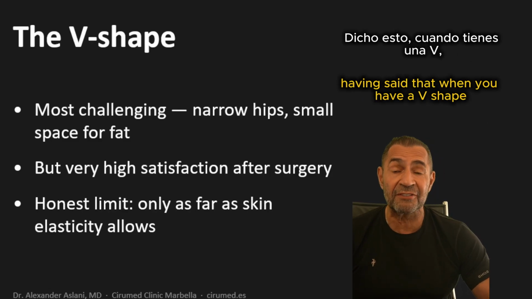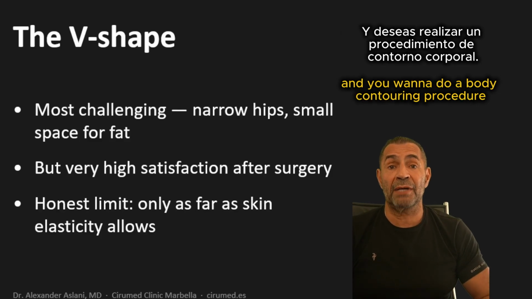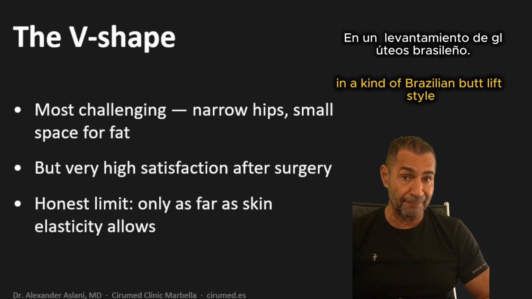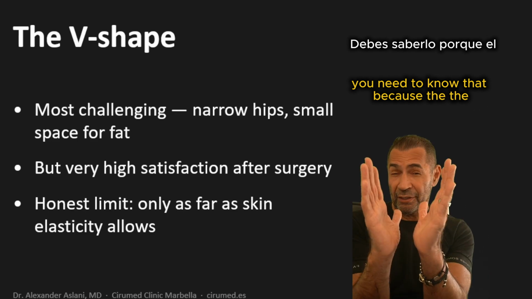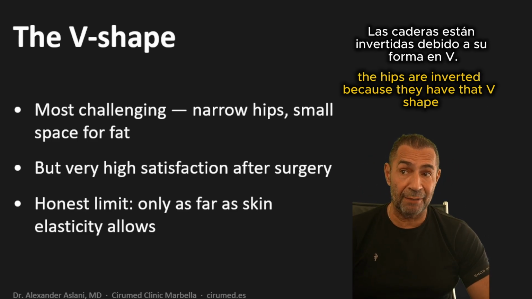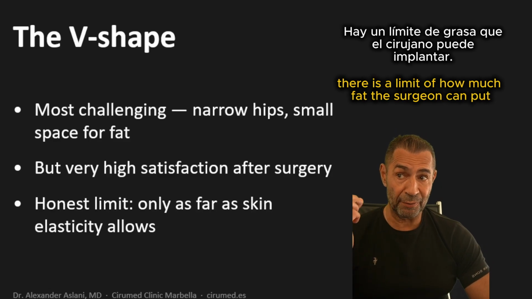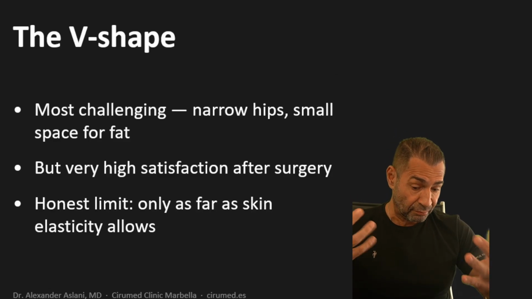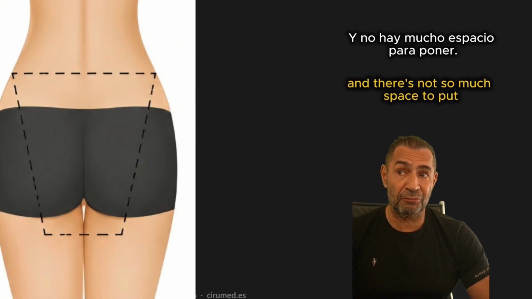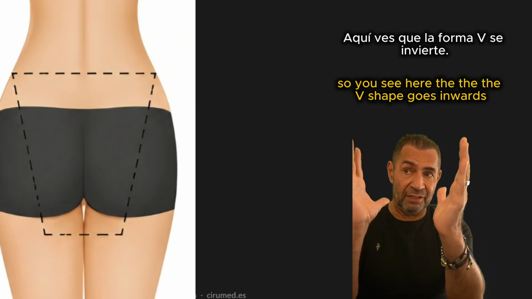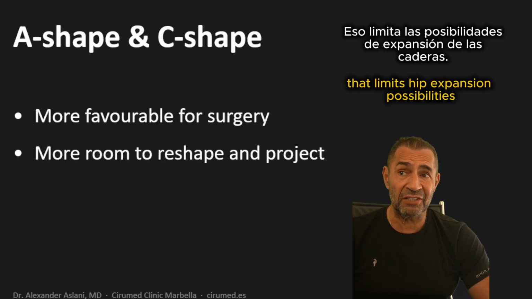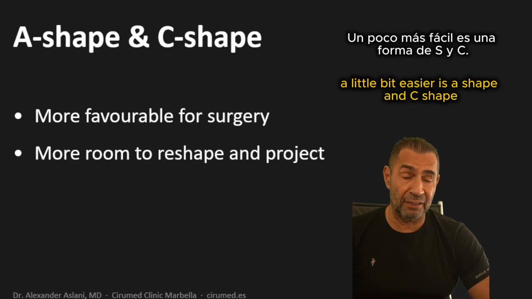Having said that, when you have a V shape and you want to do a body contouring procedure in a kind of Brazilian butt lift style, you need to know that because the hips are inverted, because they have that V shape, there is a limit of how much fat the surgeon can put, because the skin envelope is a bit tight and there's not so much space to put. So you see here, the V shape goes inwards, and that limits hip expansion possibilities a little bit.